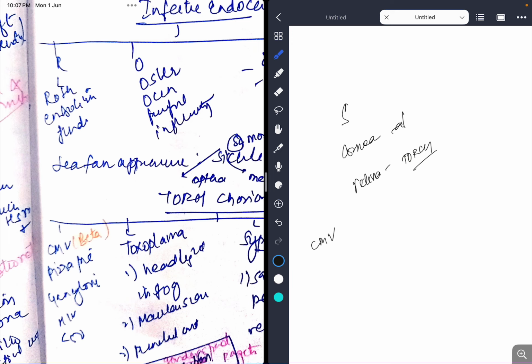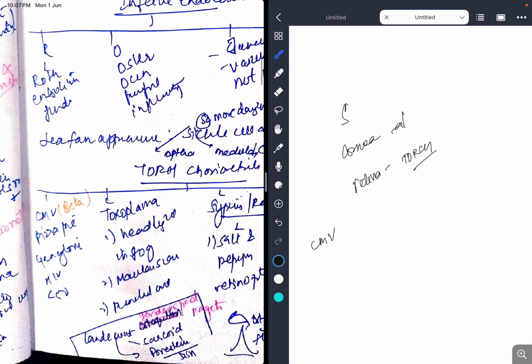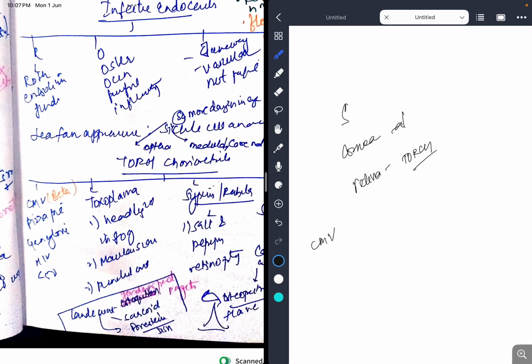So we have CMV. It has a pizza pie appearance of retina, and the treatment is ganciclovir. And in HIV, the risk of CMV increases when the CD4 count is less than 50. Toxoplasma has a headlight appearance or macular scar appearance. Or if they give you a punched out lesion appearance, think in terms of toxoplasma.